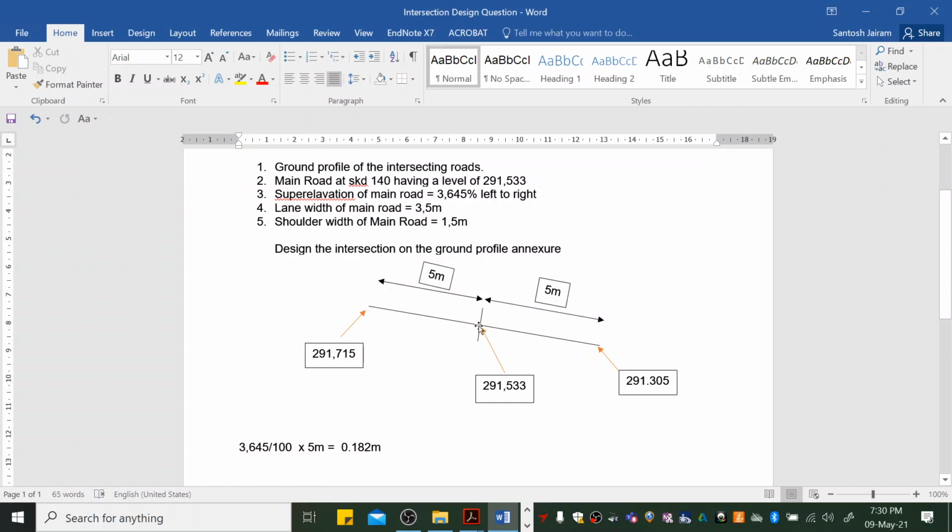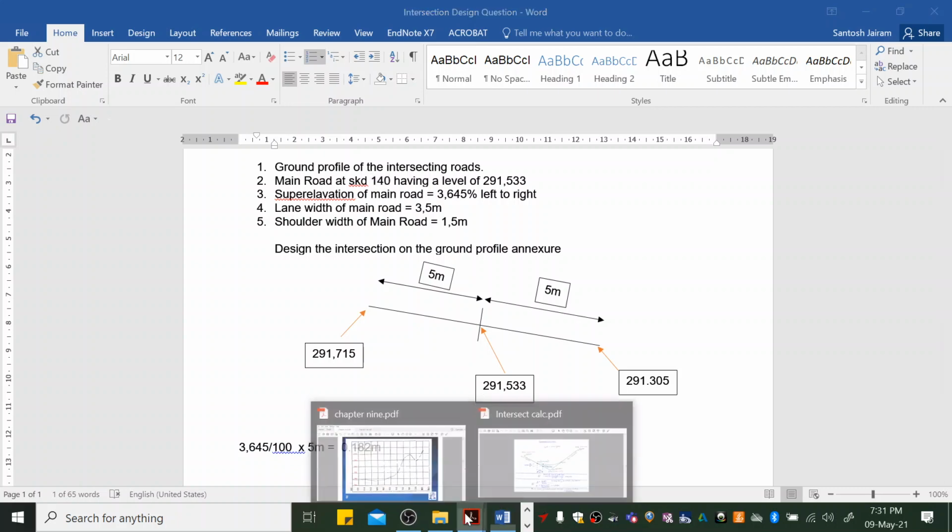So from there, this road drops 0.182 meters on the right side, and from there, this road raises up, or the gradient raises up by 0.182 on the left-hand side. By having that, you subtract that level, gives you that level, and that level added to that level gives you that level. So now you've got, besides having the center line of the road given, the left edge of the road and the right edge of the road. So you've got now 3 levels. And you've got the SKD 140.